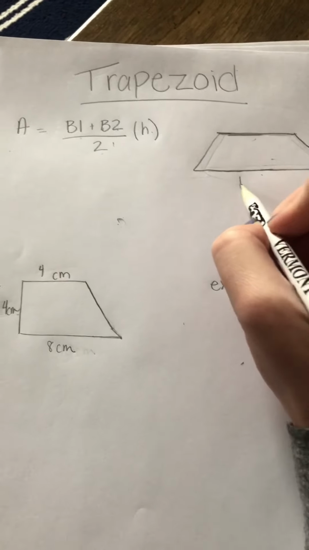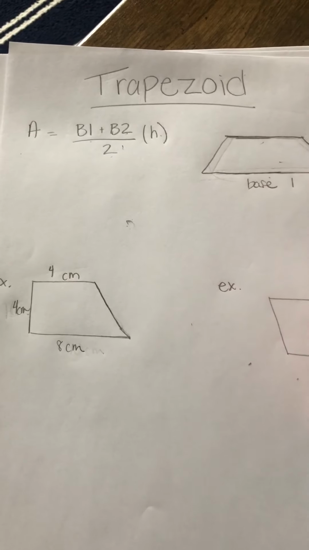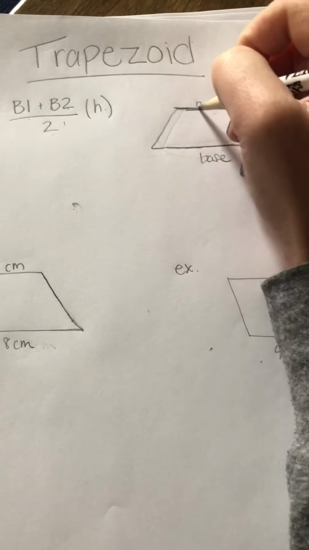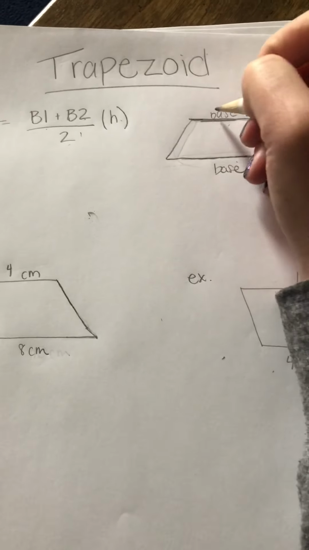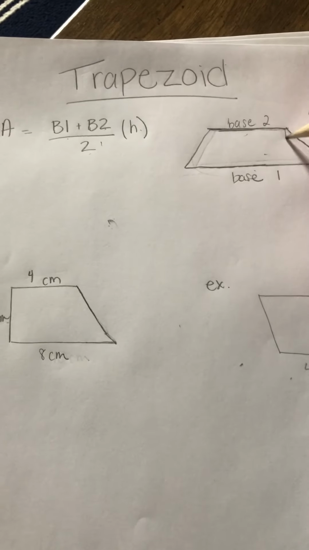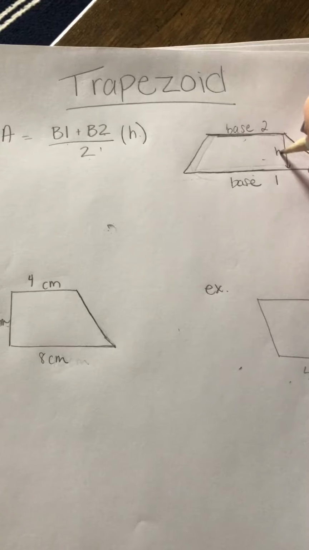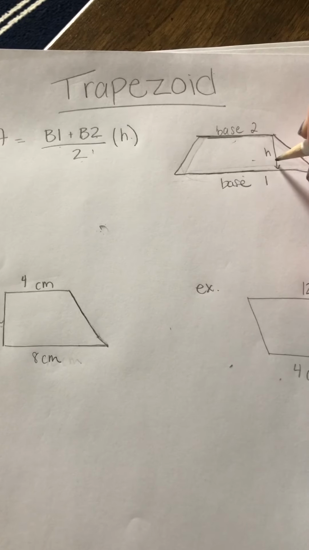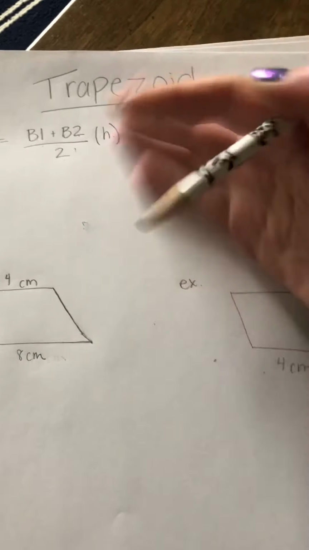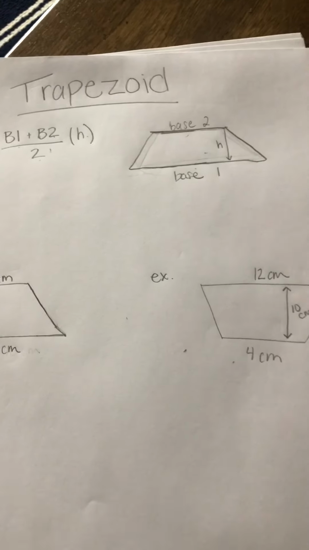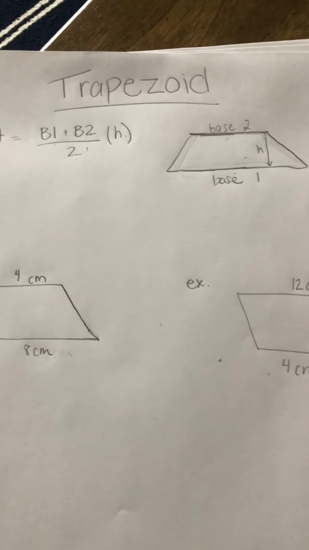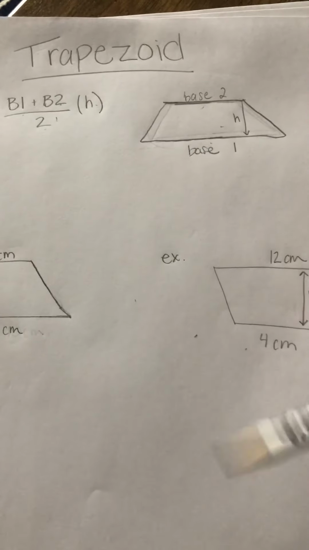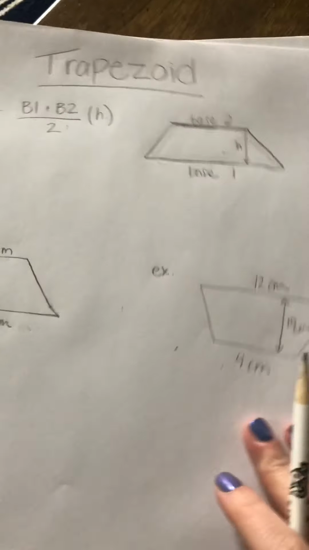So your base 1 can be there. Your base 2 will be up here. And then your height is somewhere along here. Now it can be shown different ways. It depends how the shape, like it can be flipped or it could be upside down, things like that. But you should always know where the height is because it goes up and down and not side to side.